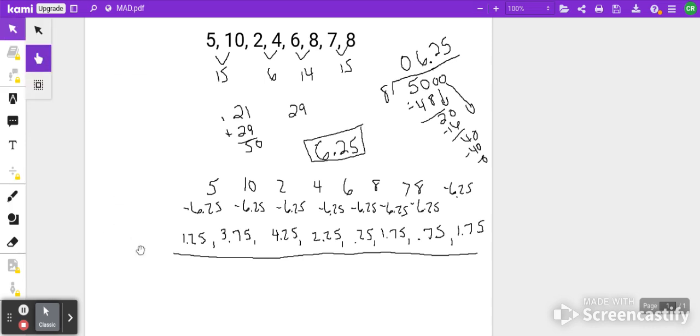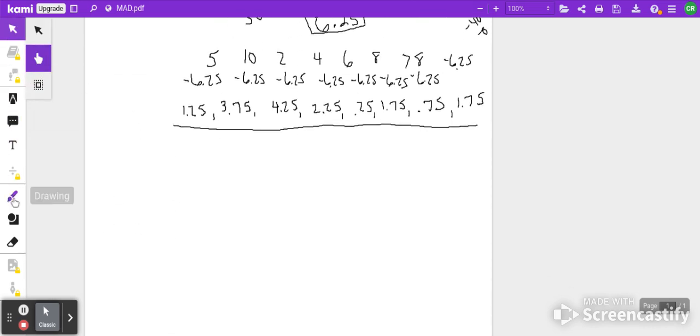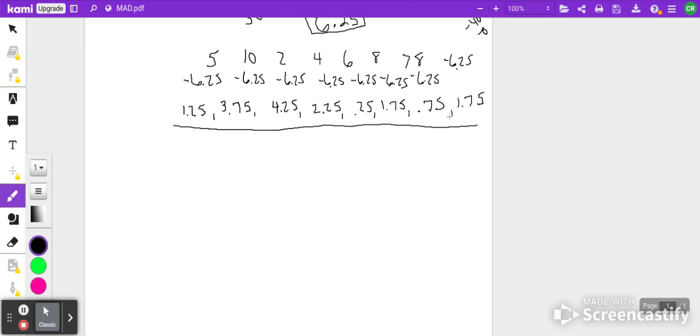So I'm going to, again, add all of these up and then divide by 8 because there's 8 numbers. So let's recap the steps. You're going to find the mean of the first set of data, which means you're going to add them all up and divide by how many numbers there are. Once you find the mean, you're going to subtract it from each one of the numbers individually. If you get a negative, you're going to find the absolute value, which means you're going to rewrite it as a positive. Once you have all of your new numbers, you're going to find the mean again, which means you're going to add them all up and divide by that same number that you did last time.